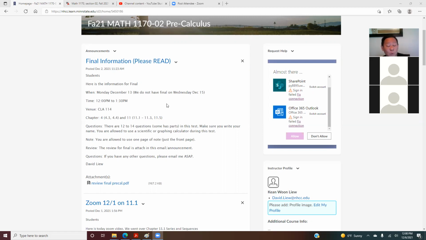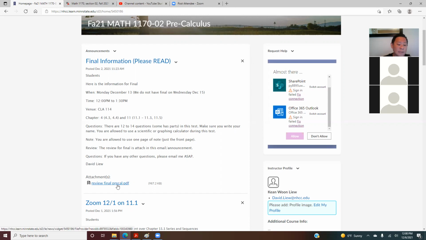There are around 12 to 14 questions in your test. It comes with parts. You are allowed to use a scientific or a graphing calculator during this test. You're also allowed to use one page of your notes, just the front page, and your review is right here. You may ask me where this review is from. This review actually comes from your textbook.